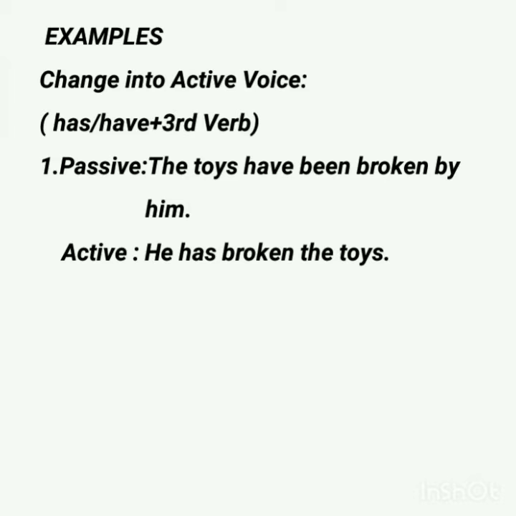We have just explained how to change into passive voice. Now let us learn how to change into active voice. We need to go back to the formula of present perfect tense active, that is has or have plus past participle form of the verb. Here are some examples. Passive: The toys have been broken by him.